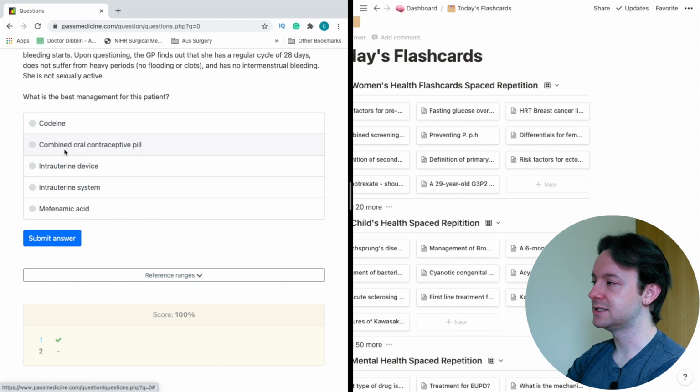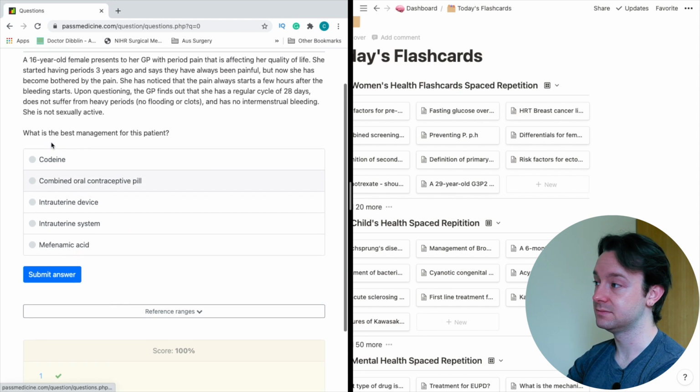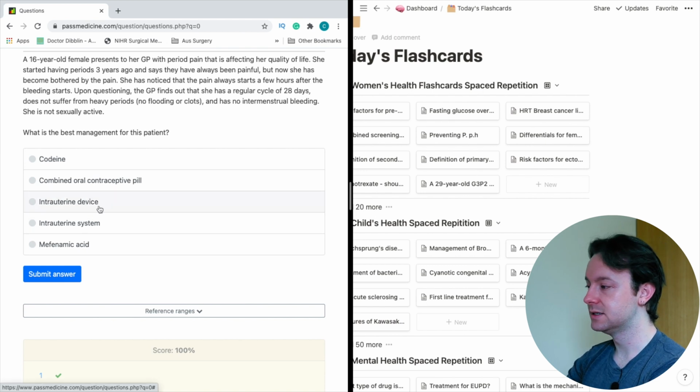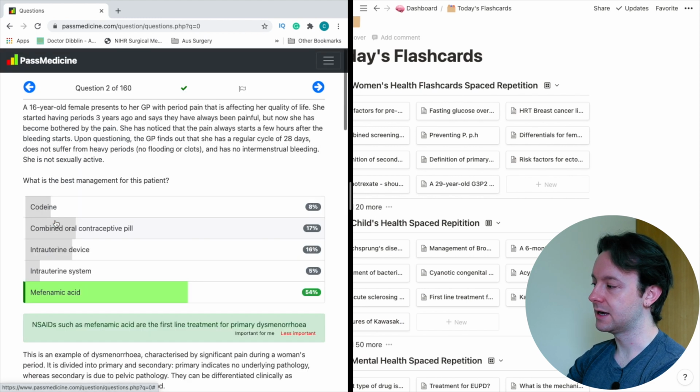This person doesn't necessarily need to be on some kind of hormonal contraceptive right now. They're 16, not currently sexually active. Intrauterine system and intrauterine device. Again, those are both contraceptives. So I'm going to go with mefenamic acid.